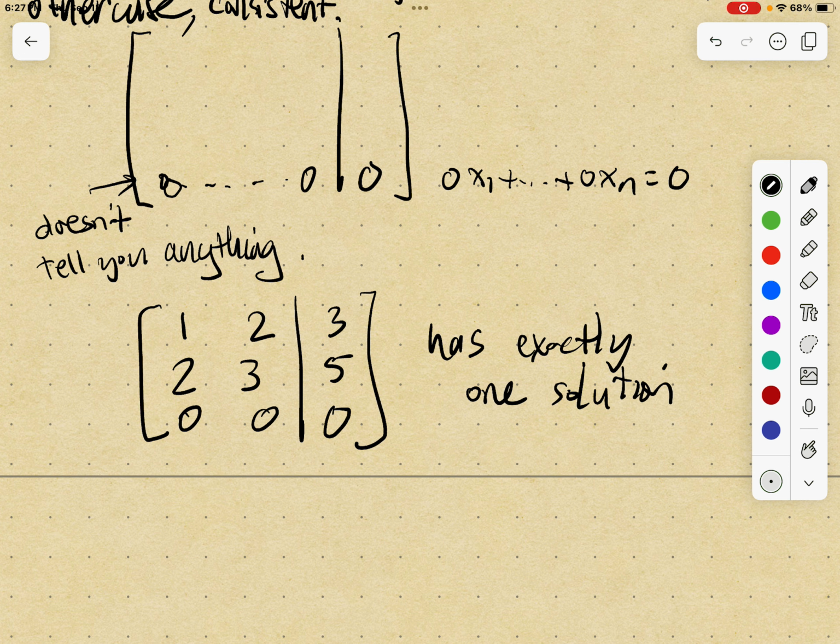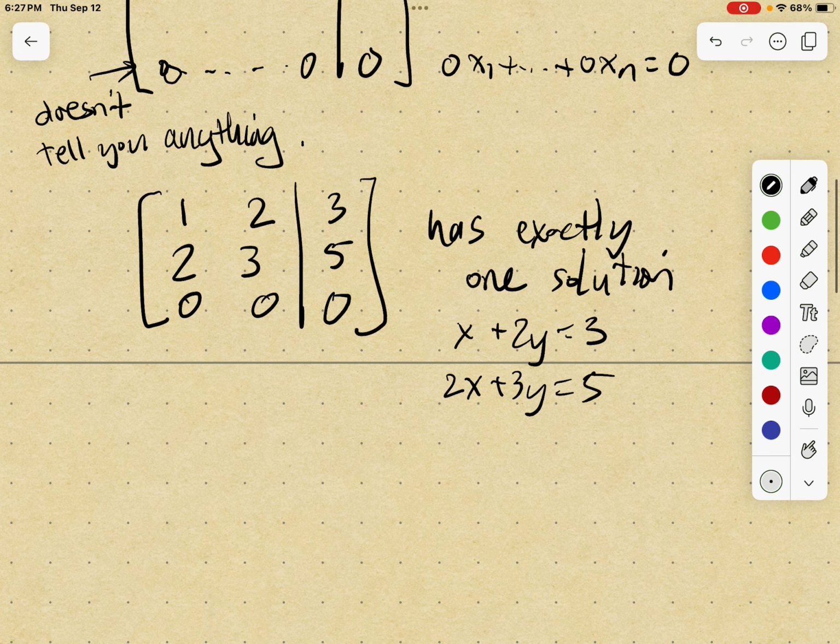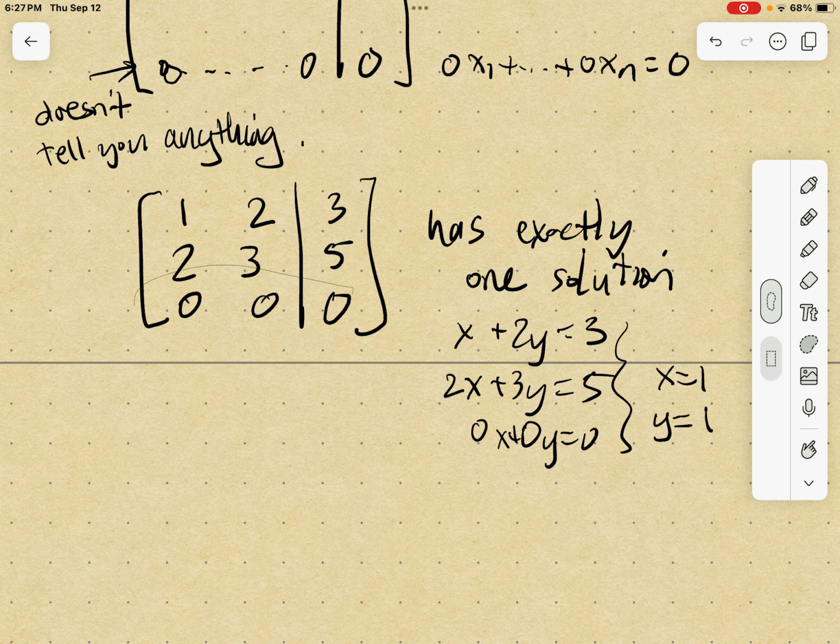Because this is going to be x plus 2y equals 3, 2x plus 3y equals 5, and actually you can solve and get x equals 1 and y equals 1. And then this third equation is just 0x plus 0y equals 0. And when you solve this, you get x equals 1, y equals 1. So here's an example where the bottom row is 0, but the system has exactly one solution.